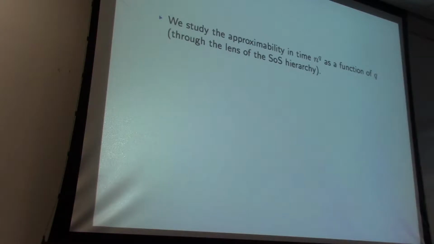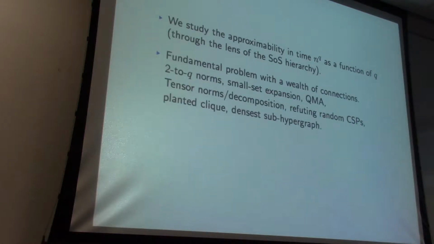We want to study this problem from the lens of sub-exponential algorithms. So we want to see, if I give you more time, how much can you improve this approximation factor? Because clearly it's not very good. As a function of q, if I take n to the q time, what can I do? If you don't know what the SOS hierarchy is, don't worry. I'm just going to mention this word 3 or 4 times in this talk, and I'm not going to define it. Specifically our algorithm works on the SOS hierarchy, but I'll try and keep this talk independent of this.